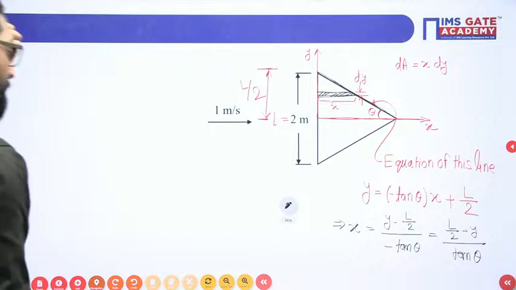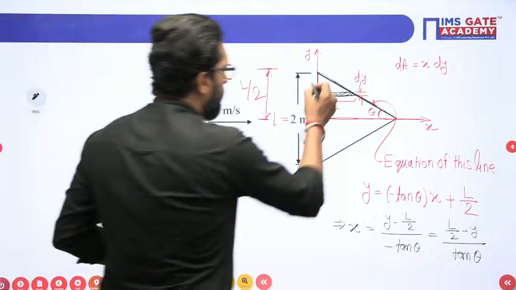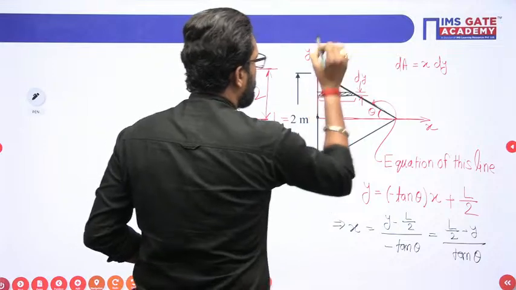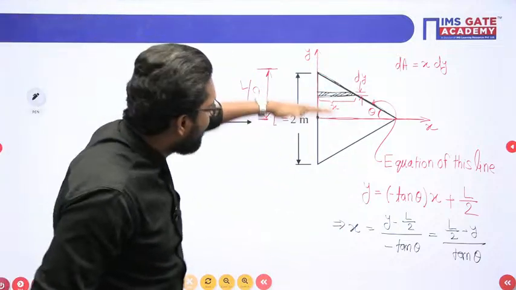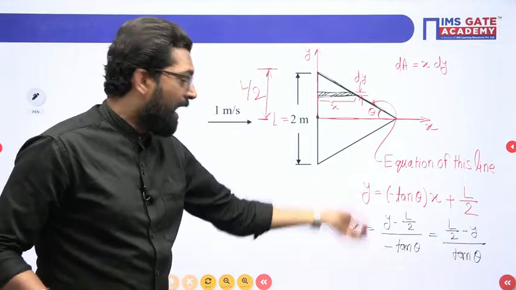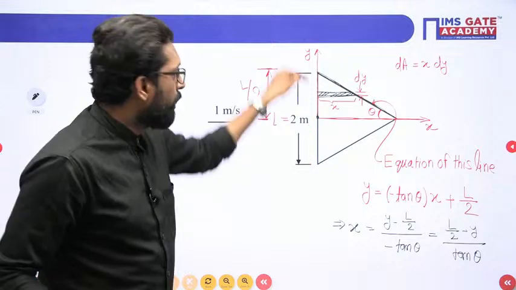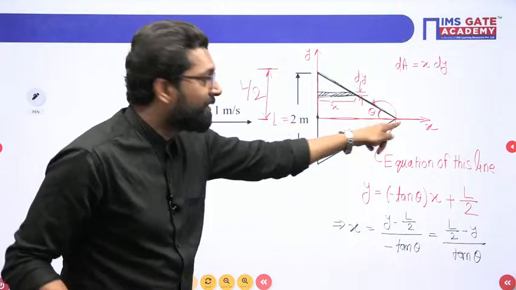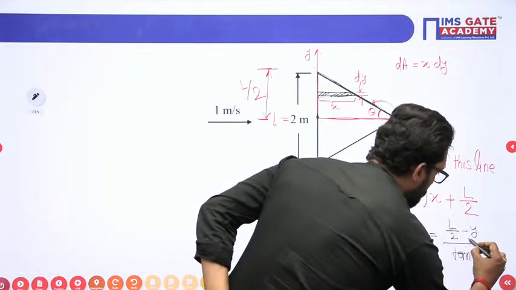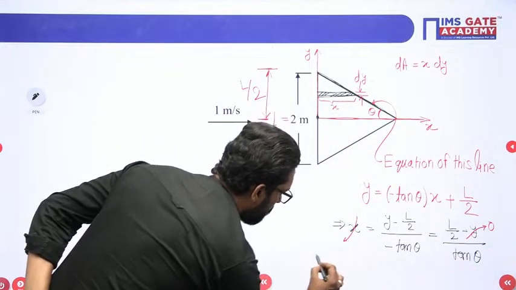Now, my dear, what is the maximum length? What is this maximum value of x? See, if we increase y, is the x value decreasing or increasing? If we increase y, the x value is decreasing. So where do we find the maximum value of x? When y is equal to 0. If we put y equal to 0, x is maximum.